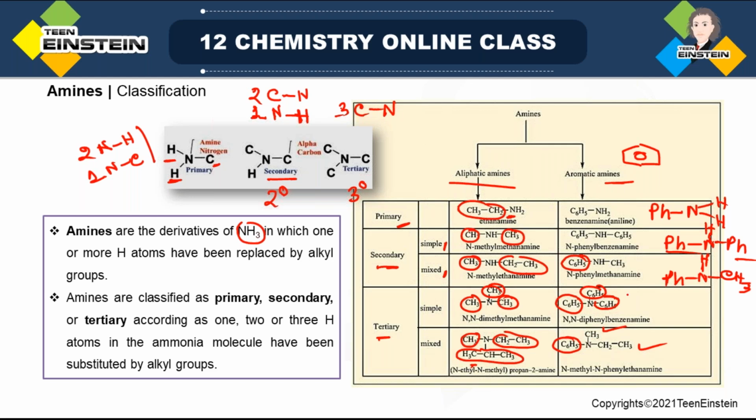First, you can divide them whether it is aliphatic or aromatic, and then separately under aliphatic, we can have 1 degree, 2 degree, 3 degree, as well as simple and mixed, but that is applicable only for secondary and tertiary. Similarly, for aromatic amines also, we can do the same thing.